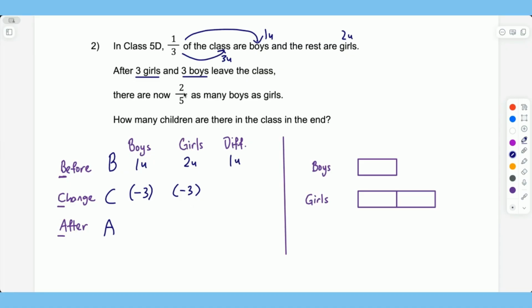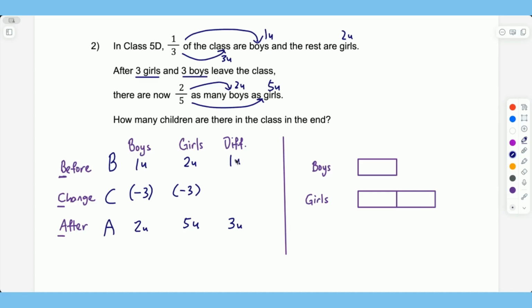There are now 2/5 as many boys as girls. That means boys is 2 units and girls will be 5 units. So we will put here 2 units and 5 units. And what is the difference? The difference is 3 units. And again, the concept here is the difference is unchanged because the same number of boys and girls left the class.